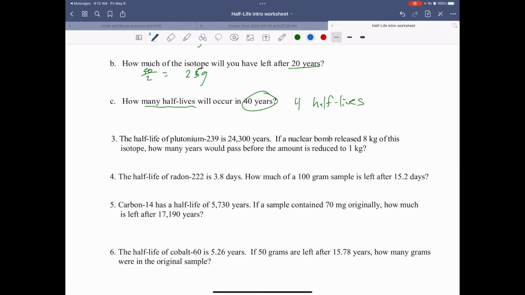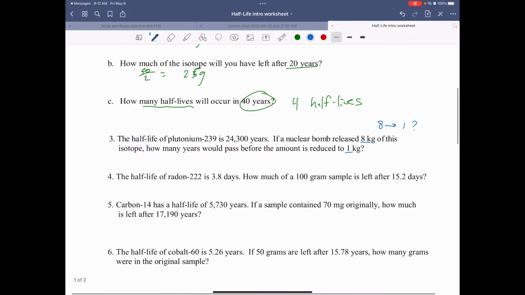The half-life of plutonium-239 is 24,300 years. If a nuclear bomb released 8 kilograms of this isotope, how many years will pass before the amount is reduced to 1 kilogram? Okay, so the question is really asking how many half-lives have occurred for 8 kilograms to decay to 1, right? So let's just think about this.